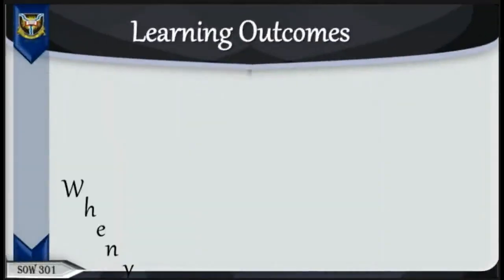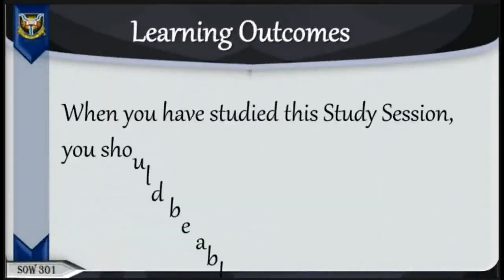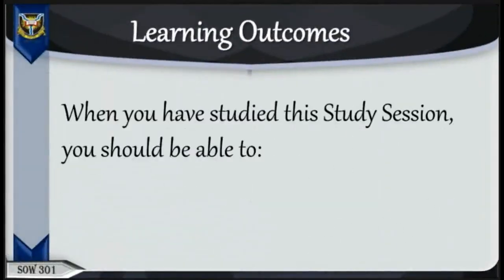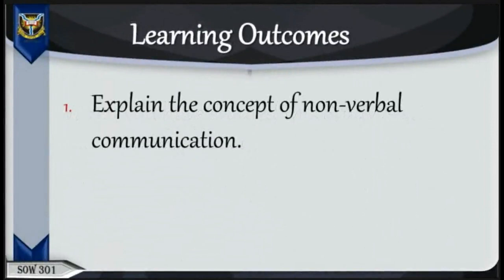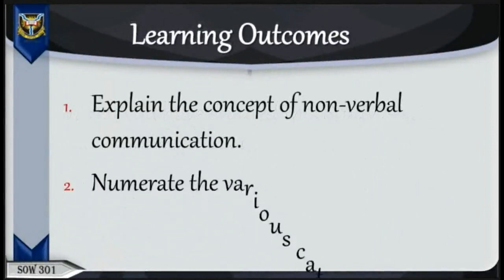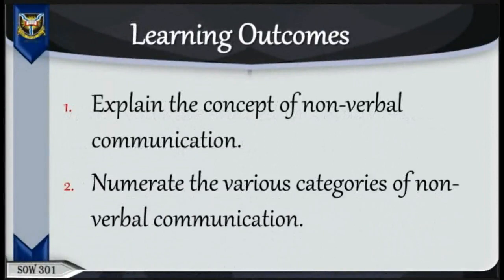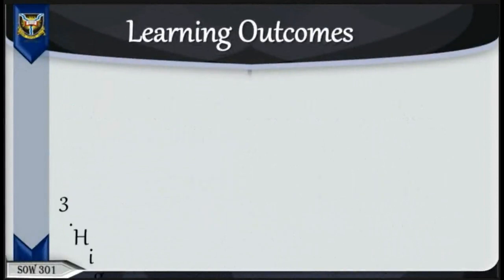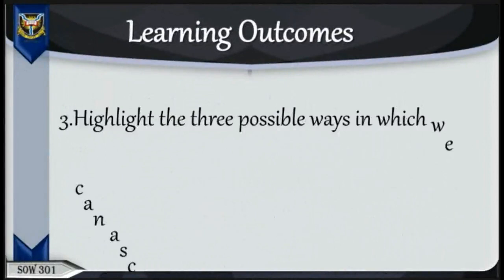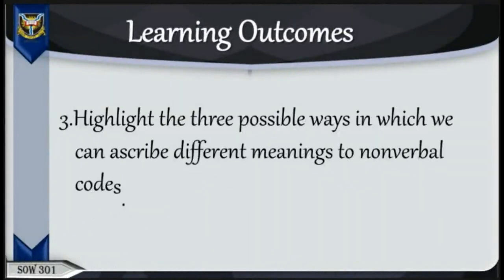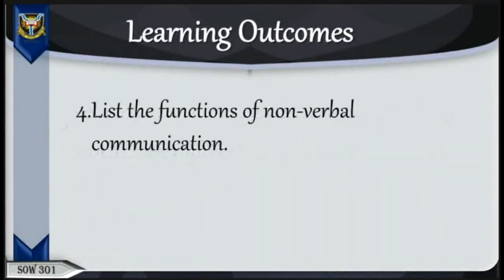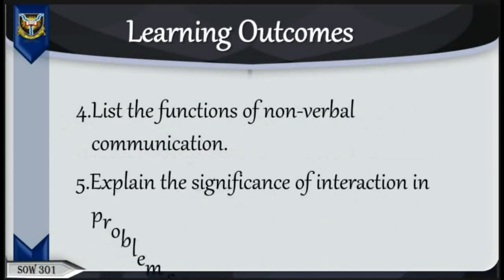Learning outcomes. When you have studied this study session, you should be able to: 1. Explain the concept of nonverbal communication. 2. Enumerate the various categories of nonverbal communication. 3. Highlight the 3 possible ways in which we can ascribe different meanings to nonverbal codes. 4. List the functions of nonverbal communication. 5. Explain the significance of interaction in problem solving.